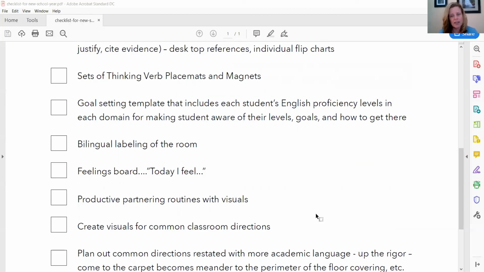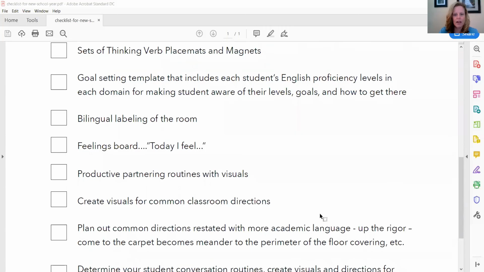with different directions. So if you ever have a beginning student or a new student to your classroom throughout the year who needs a little redirection, they're not sure what to do, you have it right there. You can point to it and say, here's where we are. This is what I want you to do.